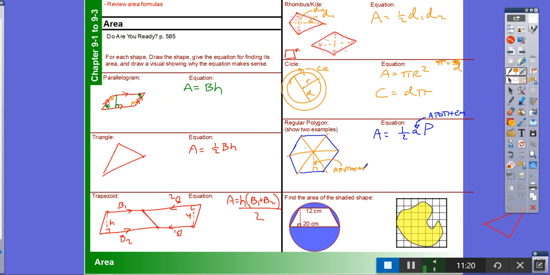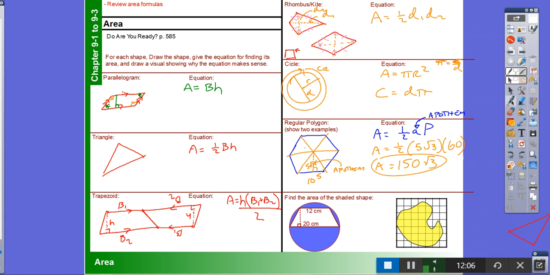So in solving this, let's say this was 10, just for funsies. So what would the apothem be? Well, half would be 5. The apothem would be 5√3, right? So to find the area, we'd have 1/2 times the apothem, which is 5√3, times the perimeter. Well, the perimeter is going to be 6 times 10, right? That's just 60. All right, so 60 times 1/2 is 30. 30 times 5√3 equals the area.